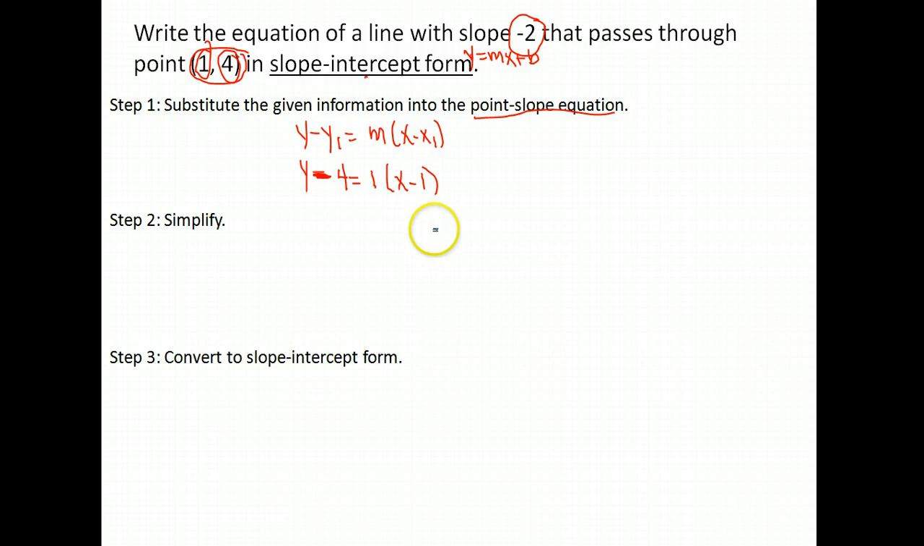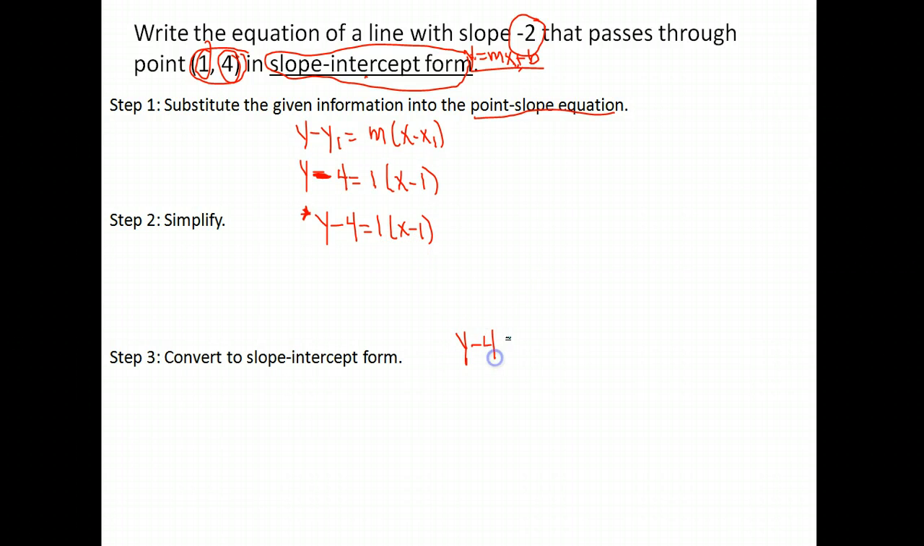Now we simplify. There's really nothing to simplify here. We just have y minus 4 equals 1 times x minus 1. We do, however, then look up and say, uh-oh, I was supposed to write that in slope-intercept form, and this is point-slope form. So all we're going to do is simplify this equation further so that it looks like y equals mx plus b. To do that, we want to get y completely by itself and get rid of the parentheses.